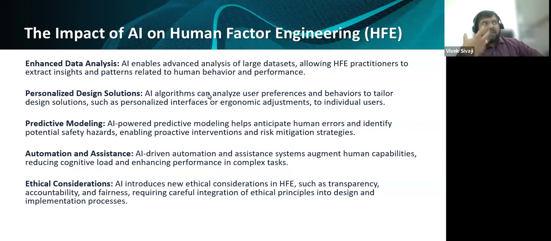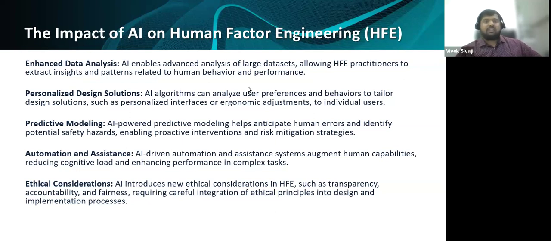Helps us in designing personalized design solutions, actually. And most importantly, I would say the predictive modeling that is derived with the help of artificial intelligence is quite helpful. They help in anticipating human errors and identifying potential safety hazards at present, enabling proactive interventions and risk mitigation strategies. Then you have your automation and assistance. AI-driven automation and assistance systems augment human capabilities, reducing cognitive load and enhancing performance in complex tasks.